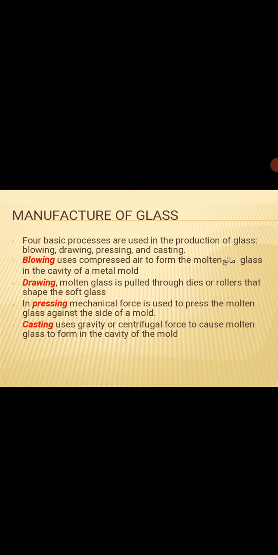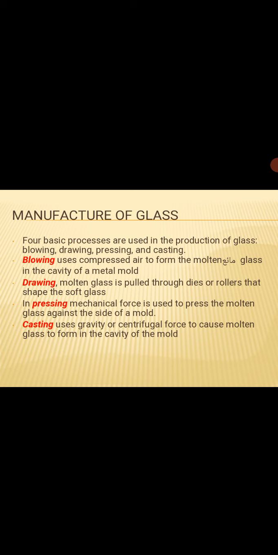Manufacture of glass. There are 4 basic processes used in the production of glass: blowing, drawing, pressing, and casting. Blowing اللي هو uses air to form molten glass اللي هي الحاجة اللي بنشوفها زي النفخ كده، uses air عشان ما يعمل زي بالون كده، فبعد ذاك دي بيكون الجلاس. الدروينج هو سحب في دايز وفي رولز أو اللي هي حاجة كده زي الأسطوانات and that shapes a soft glass.